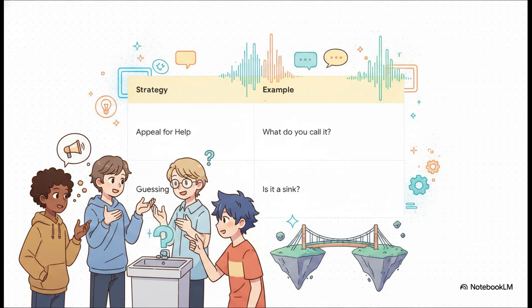I absolutely love breaking down this rapid-fire toolkit. When you're deep in the trenches of a conversation, you actually have a ton of these strategies at your disposal. You can use a direct appeal for help, which is literally just pausing and asking, what do you call it, or how do you say? Or you might rely on guessing, where you just throw out a related word with a really questioning tone, like, is it a sink? These are the exact phrases learners use to ask for clarification, get confirmation, or simply beg their conversational partner for a little bit of help.